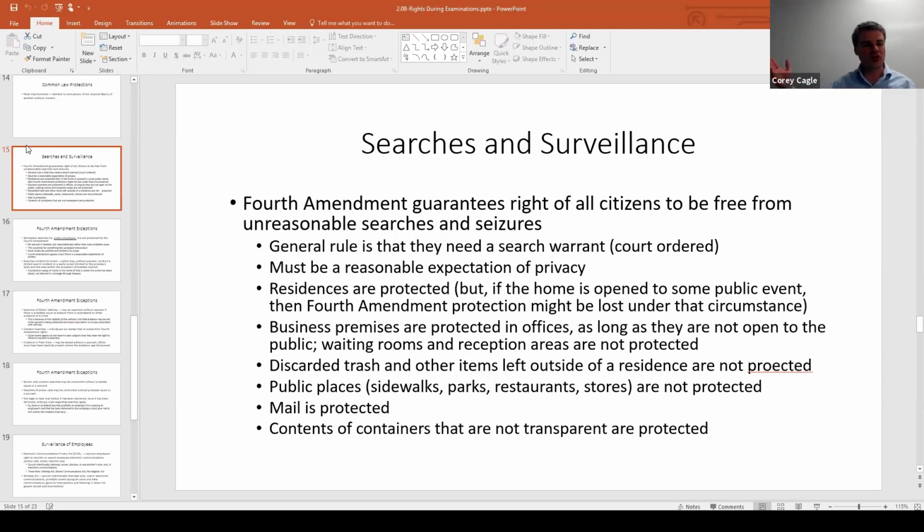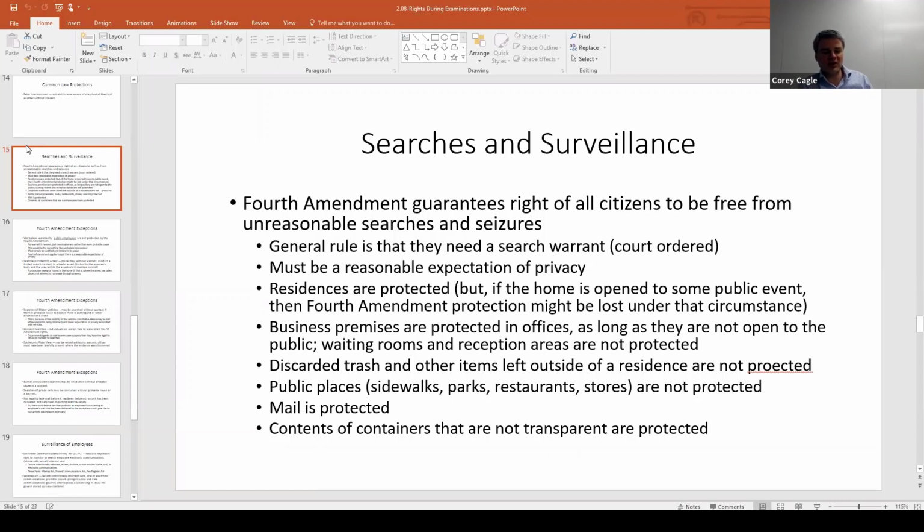So with the Fourth Amendment, the general rule is they need a search warrant. A search warrant is court ordered, right? There has to be a reasonable expectation of privacy. If there's not an expectation of privacy, you don't need a warrant, like the trash thing. Residences are protected. If the home was open to some public event, then that protection might be lost under that circumstance. Business premises are protected in the offices as long as they're not open to the public.